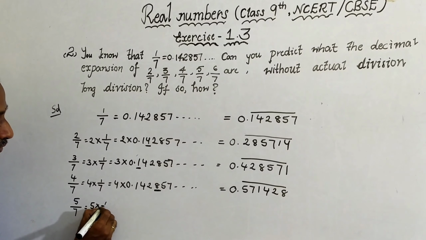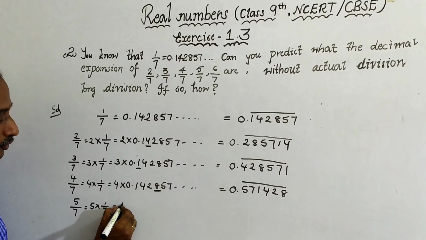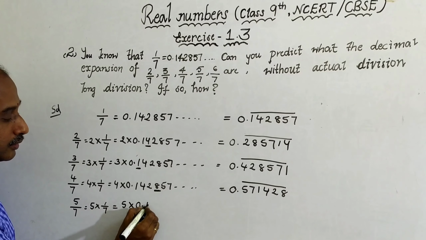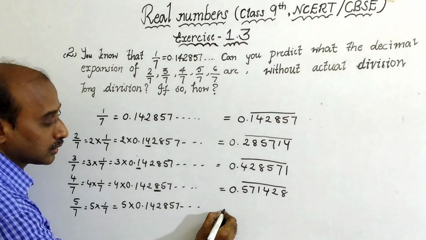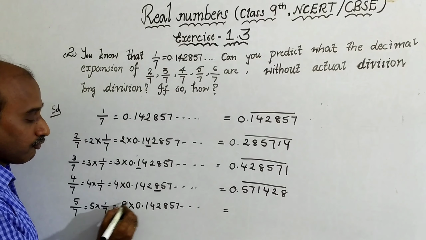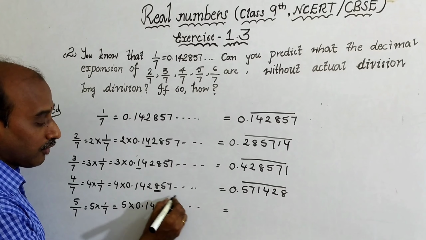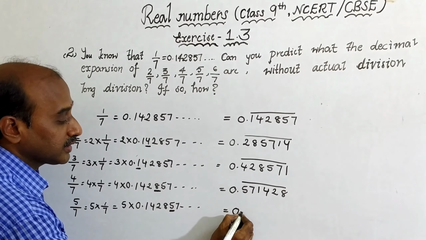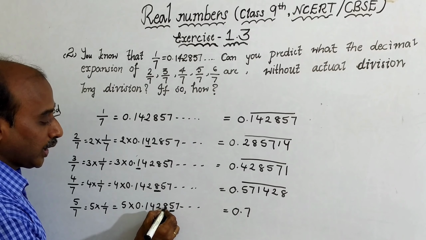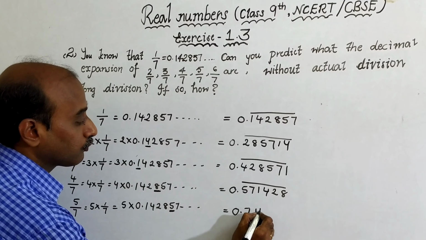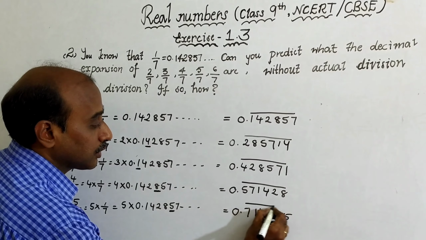Now come to 5 by 7. 5 into 1 by 7. Generally we have to multiply, but without multiplying we are writing it here. 5 into 0.142857 and so on is equal to, 5 7s are 35. Last digit is 5. After 5, what? 7. So 0.7. Come to first: what is first? 14285. Take the bar.